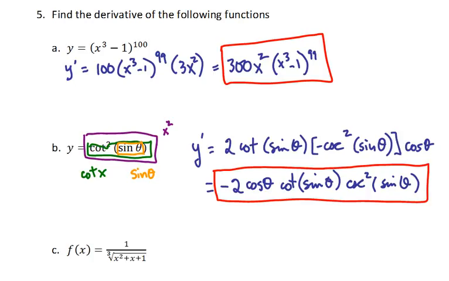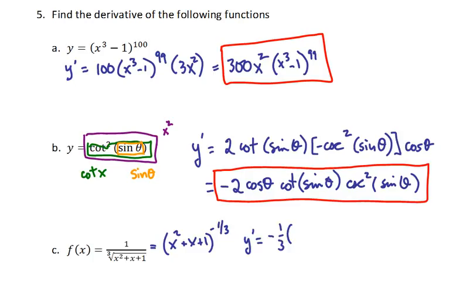Okay, for part C, first of all, I'm going to rewrite that as x squared plus x plus 1 to the negative 3/2 power. And hopefully you can see that. It's in the denominator, so the exponent is going to be negative. Square root, so it's the 1/2 power. And it's cube root. Hang on a second. No, that's completely wrong. It's negative 1/3 power. Sorry about that. It's the cube root in the denominator, so it's negative 1/3 power.